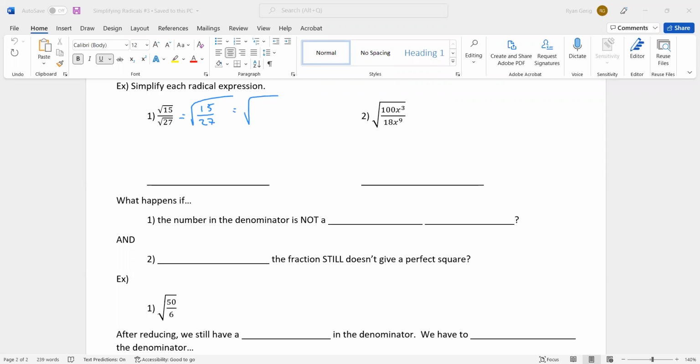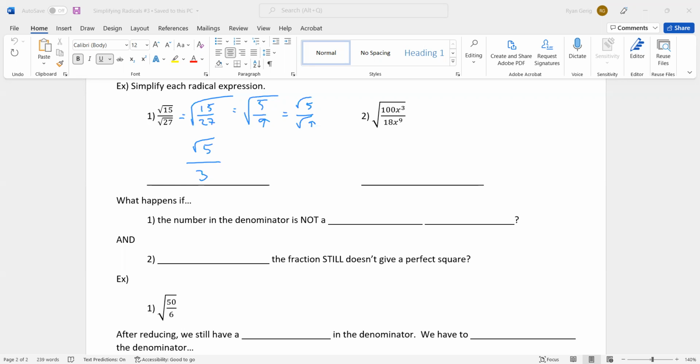I can reduce by 3 again. 15 divided by 3 is 5. 27 divided by 3 is 9. Oh, that's great, because what's 9? 9 is a perfect square. Now I'm going to separate them again. The square root of 9 is 3. Square root of 5 is prime already, so it's just the square root of 5 over 3.